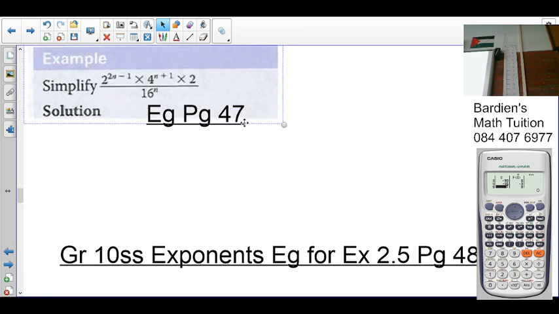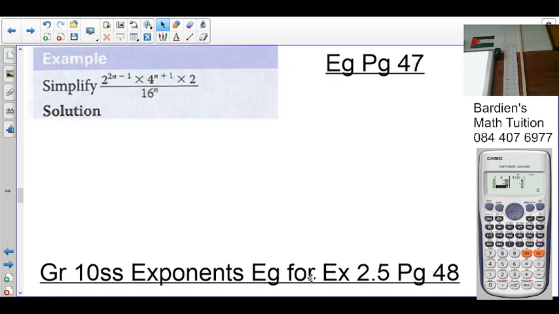Let's look at the next one. In the second example, we have 2 to the 2n minus 1 times 4 to the n plus 1 times 2 over 16 raised to the exponent n. Are the bases the same? No. So we can't add or subtract the exponents if the bases are not the same.